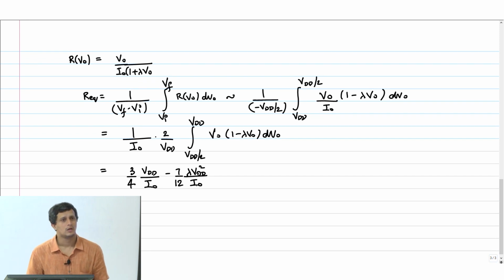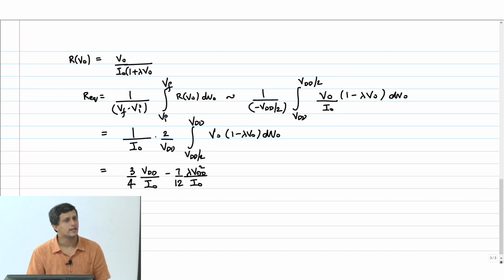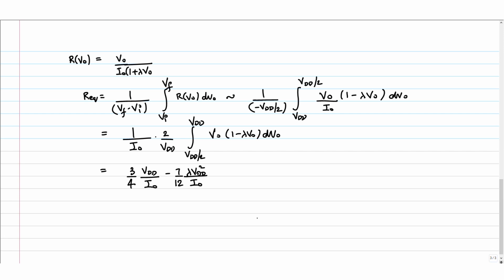Fine. So if it is going to have channel length modulation, then this is the only way you can do it, because there is a variation of resistance all through because of that 1 plus lambda V0, right? So now the interesting thing is, if it's a long channel device, then lambda is equal to 0. So R equivalent is 3 by 4 VDD by I0 if lambda equals 0.